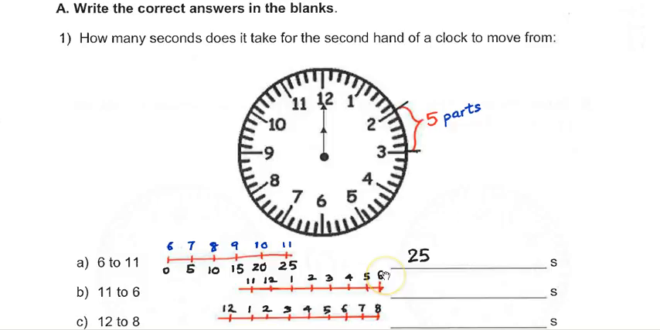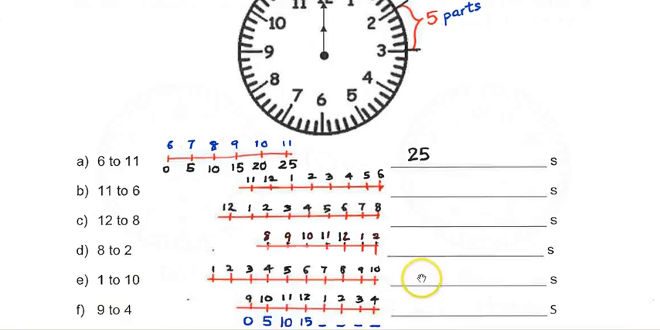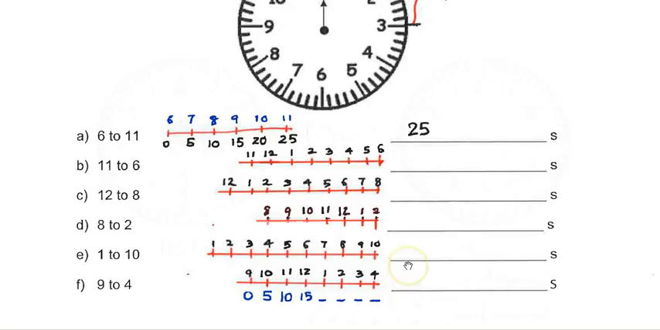For the rest, I will not give you the answer. You have to really go through this way. Now you may pause the video here to check for yourself what it means. For example, 11 to 6. So 11, 12, 1, 2, 3, 4, 5, 6, right? How should you count? You should count from 0, right? So 0, 5, 10, 15, 20, 25, 30, 35. And this should be 35 seconds, right?